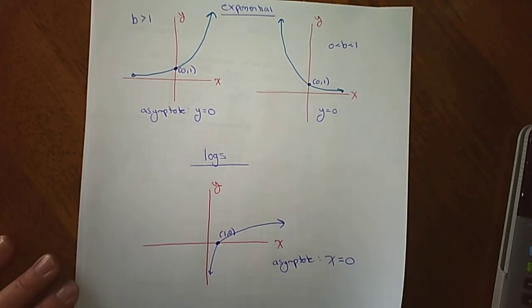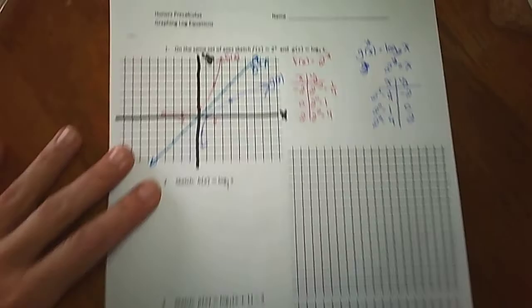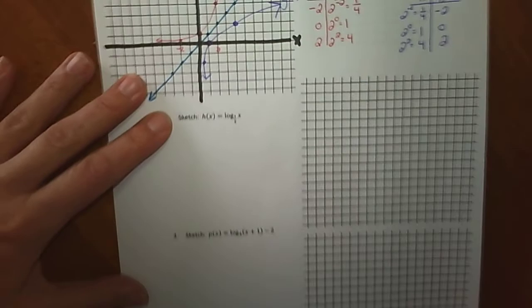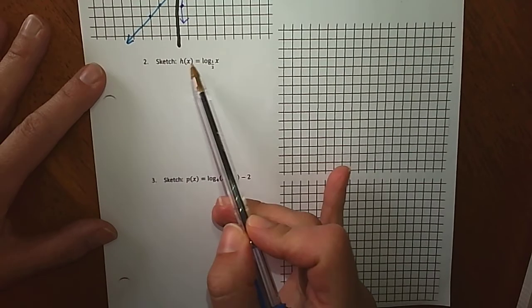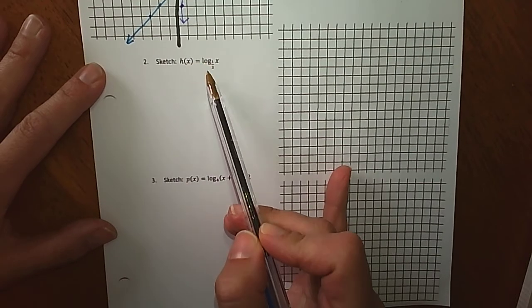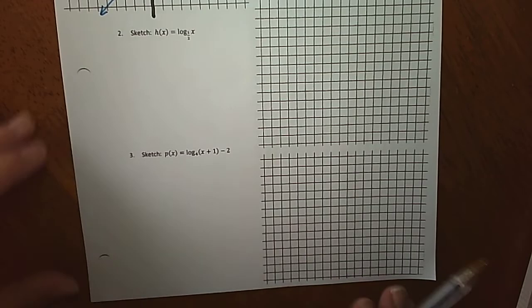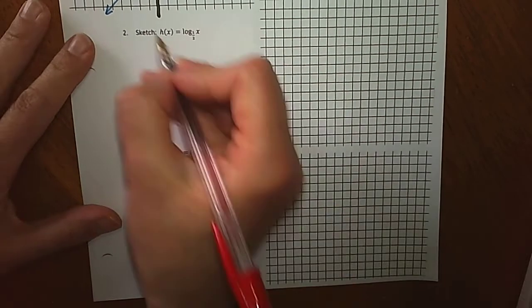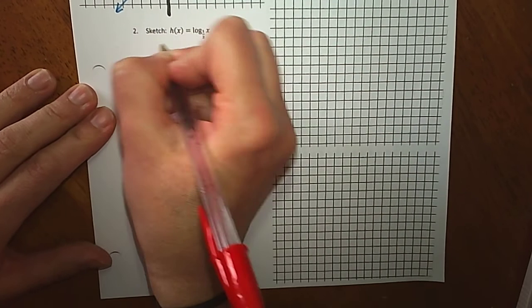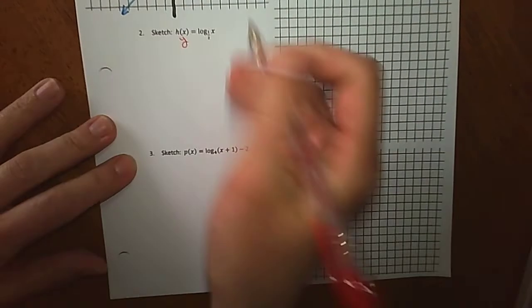All right, so let's go back to the worksheet and take a look at number 2. Right? The second one, in case you can't read it, says h of x equals log base 1/2 x. So what I'm going to do for this one is the first step with a log graph, I'm going to change it to, if h of x is the same thing as y, so I'm going to rewrite it.